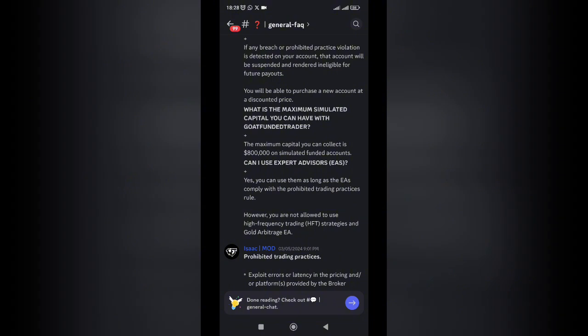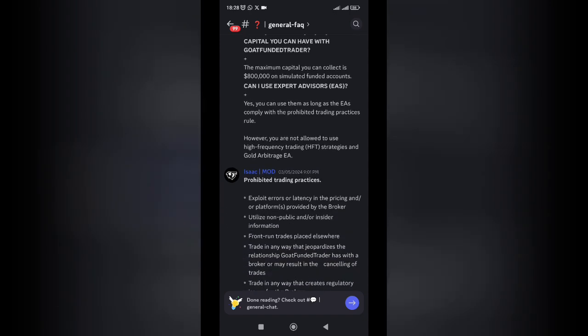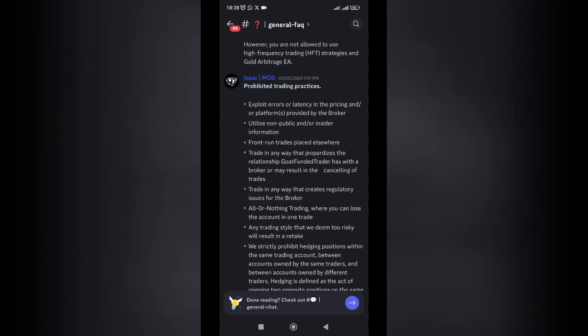I place limit orders, buy limit, sell limit, sell stop, buy stop, but I still observe to see did it trigger, did it not trigger. Those are automated orders. It's not a trading bot we're talking about here, but even at that, I still check them out. So don't just leave everything to the market like that. You understand? Observe. However, you're not allowed to use high frequency trading strategies and gold arbitrage. So they've mentioned what they don't like there.